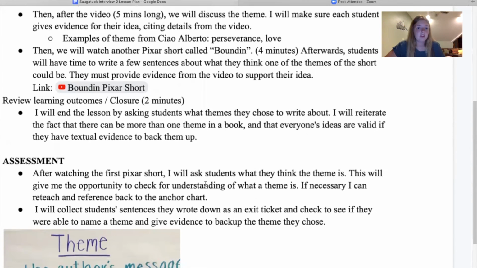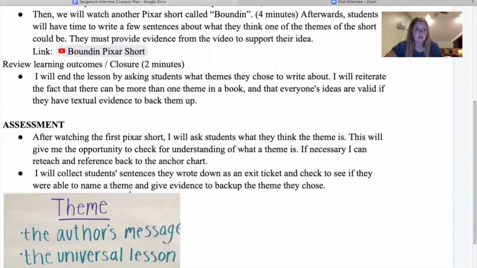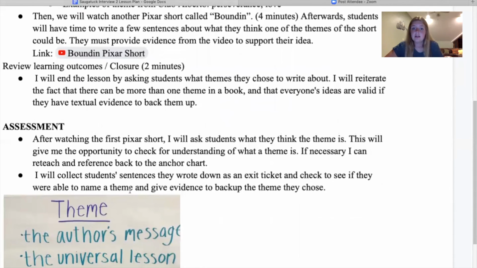After that, the closure would also relate back to the objective. I would ask students if they wanted to share what they wrote, and I would reiterate the fact that there can be more than one theme in a story, but you have to have evidence from the text or the movie to back your idea up. That would conclude the lesson.